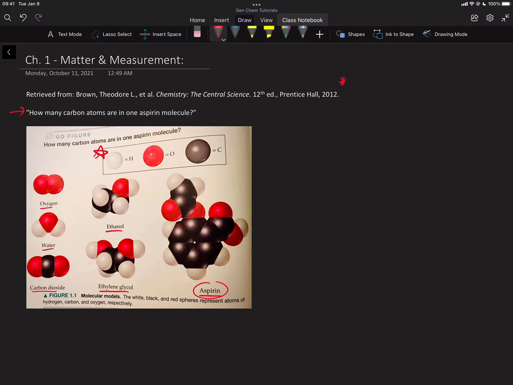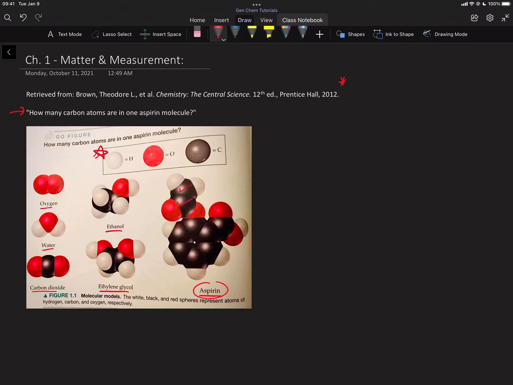And they give us this funky representation. This is called a space-filling model, or a space-filling representation. See these pretty frequently. We'll encounter these throughout the rest of the textbook. So I'm going to use a check mark notation just to keep track as I go through the structure of aspirin, looking for the black spheres for carbon atoms.